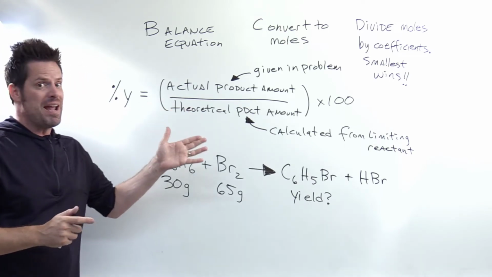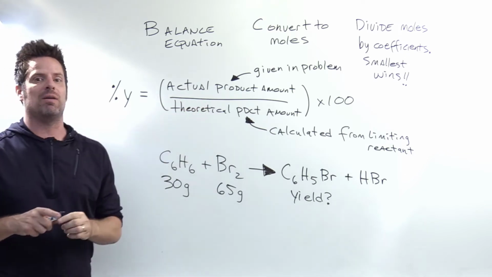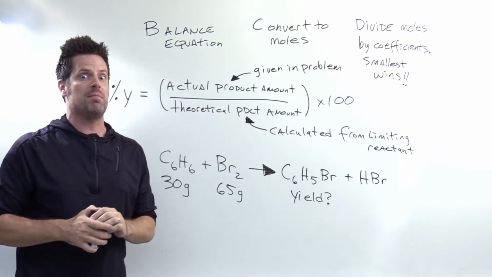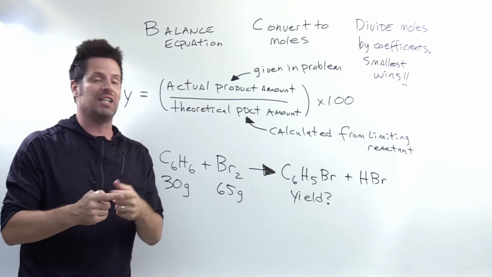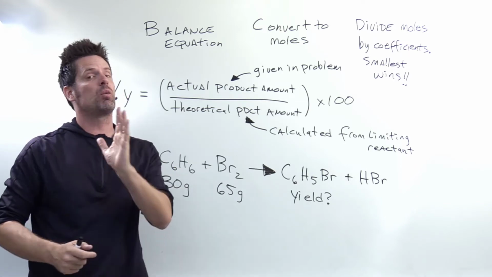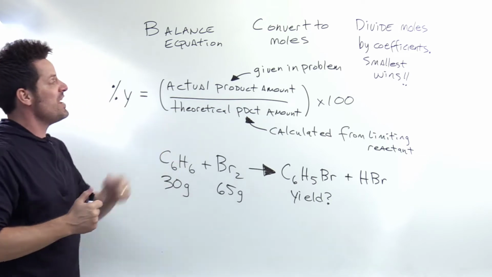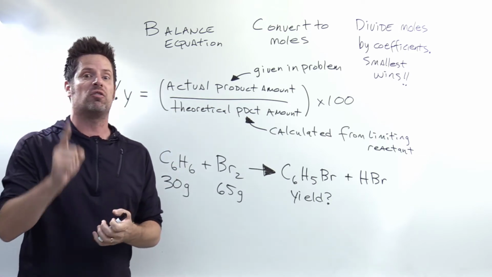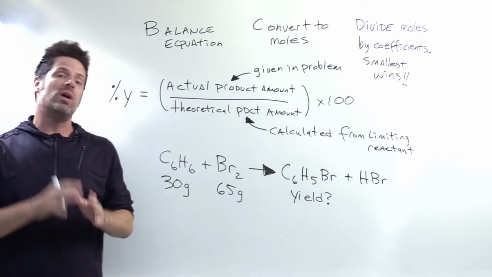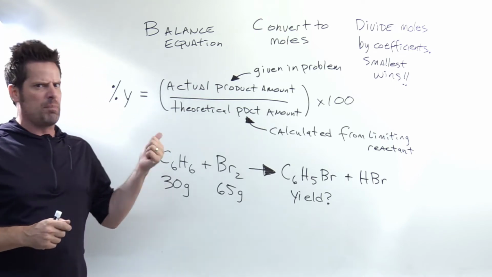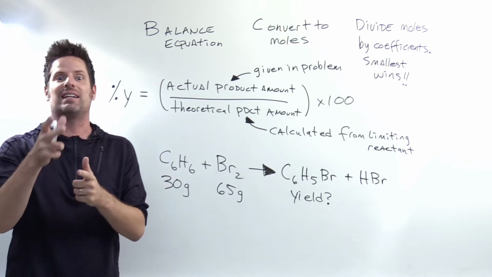Now, where do you get these amounts? Well, the actual product amount is given to you in the problem. It's the amount of product that the problem or question tells you that you got, or if you're working in the lab, it's the actual amount that you did get when you ran the reaction. The theoretical product is all calculated from your limiting reactant. So one of the keys in working out a percent yield question is identifying that limiting reactant.